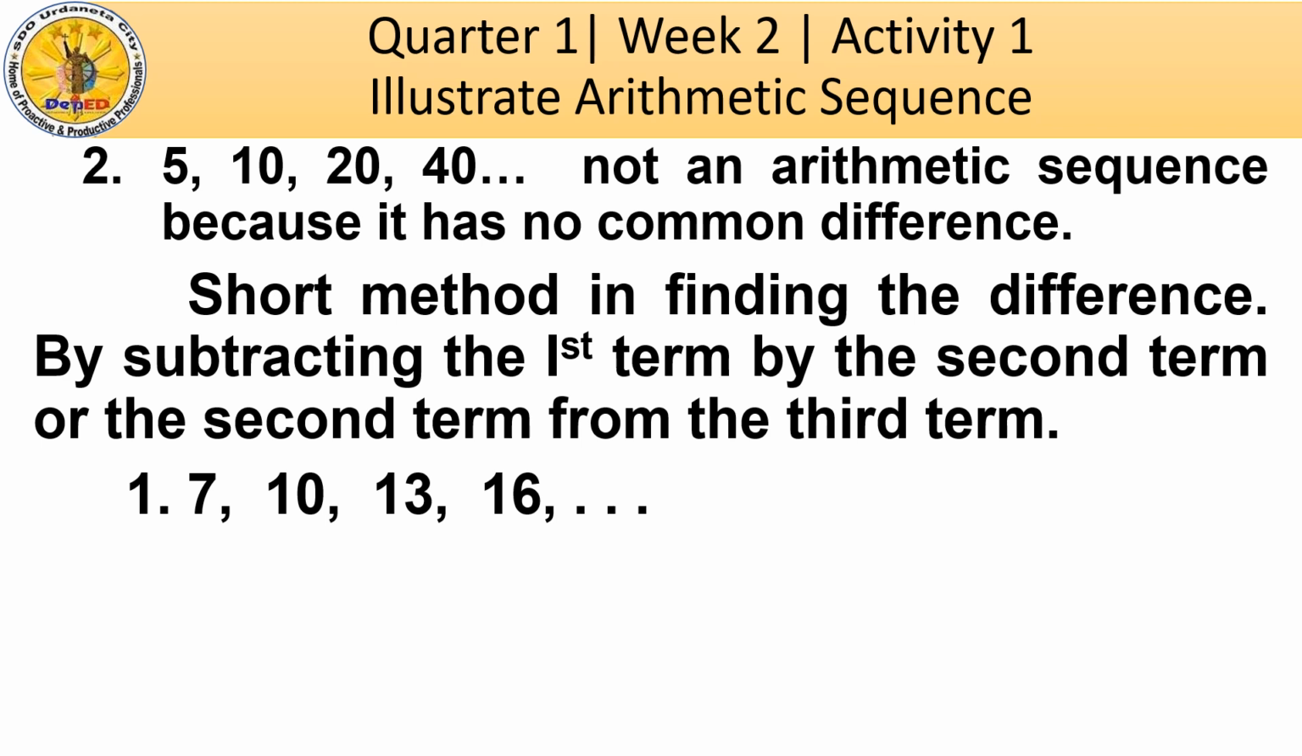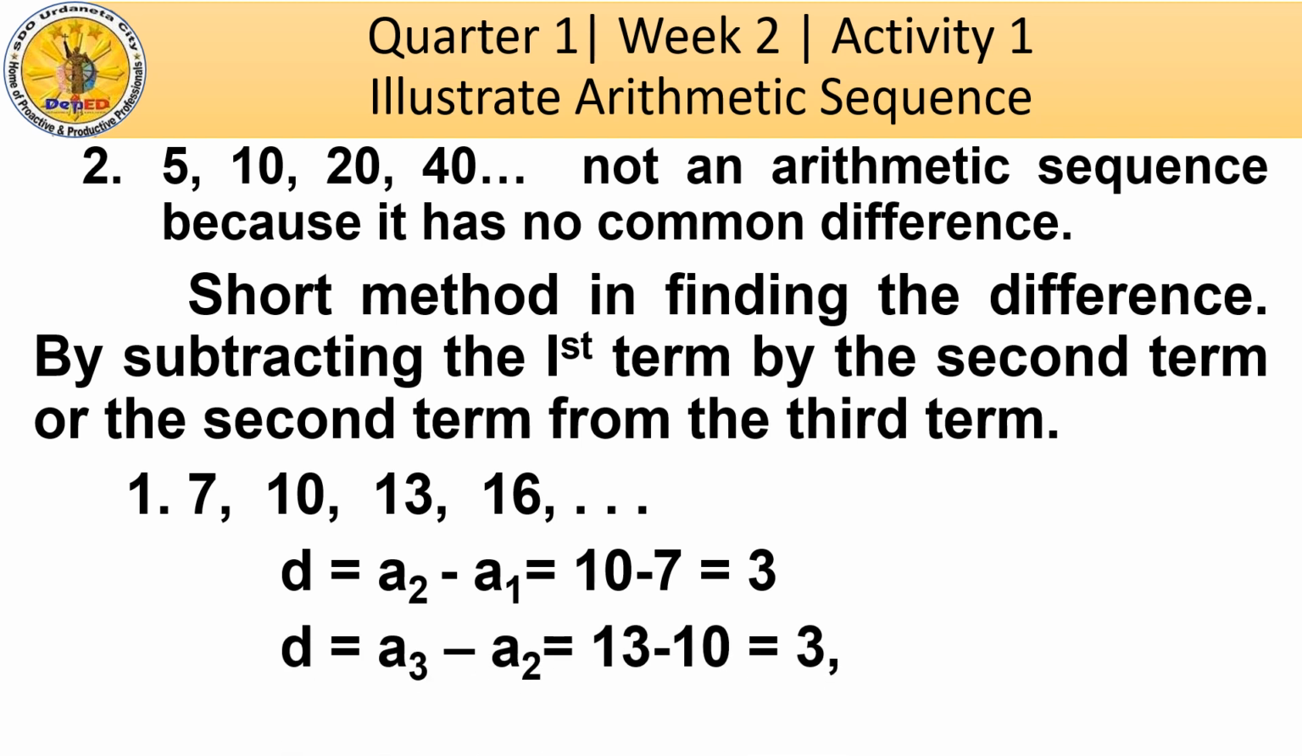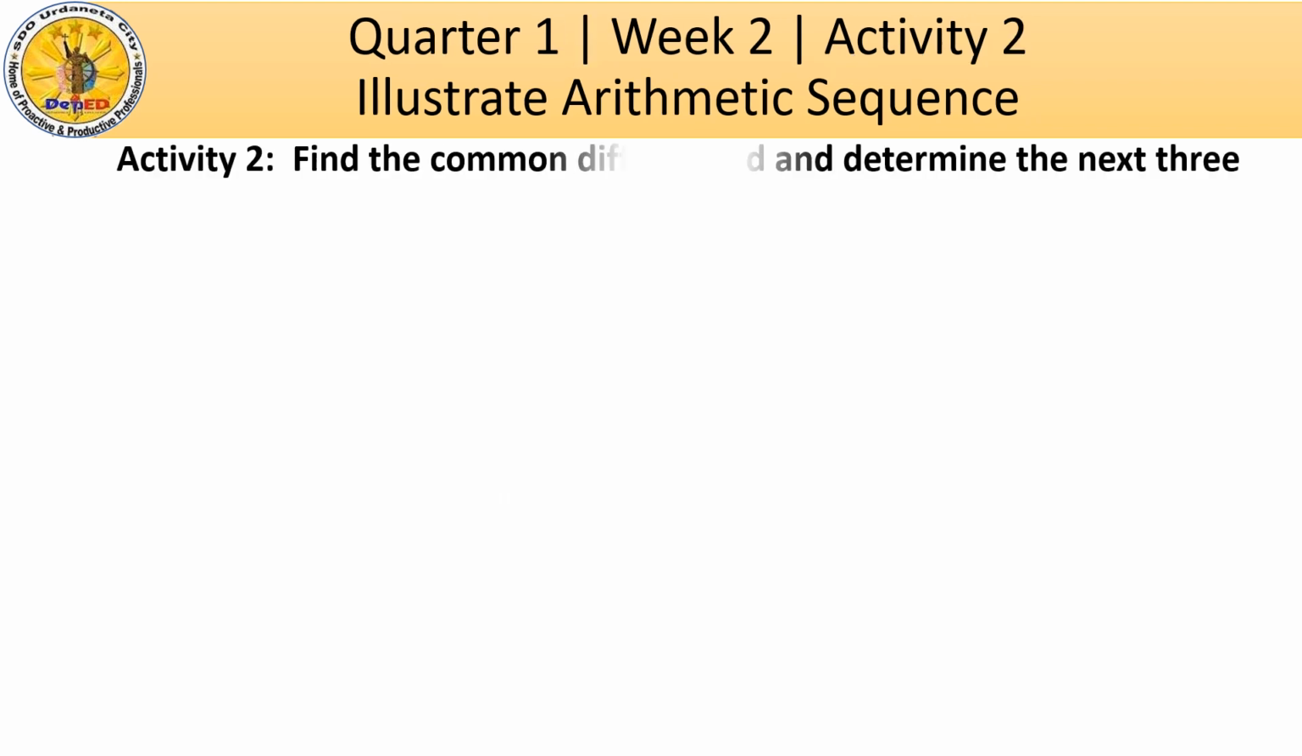Number 1, we have 7, 10, 13, 16, and so on. So using your short method, we have your common difference d is equal to a sub 2 minus a sub 1 is equal to 10, the second term, minus the first term, 7, is equal to 3. Another one, a sub 3 minus a sub 2 is equal to 13 minus 10 is equal to 3. Then therefore, the common difference is 3.